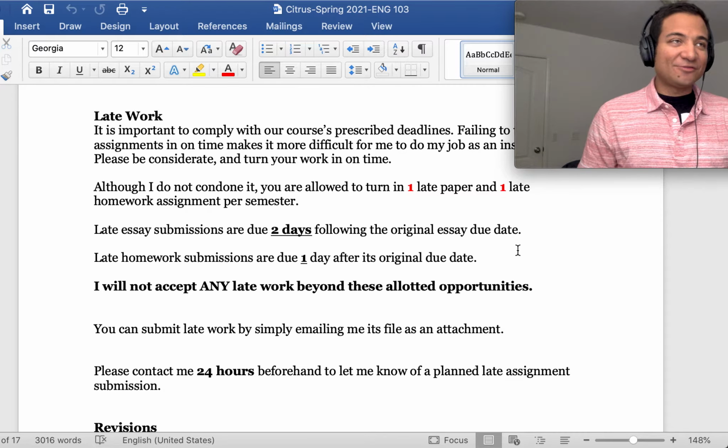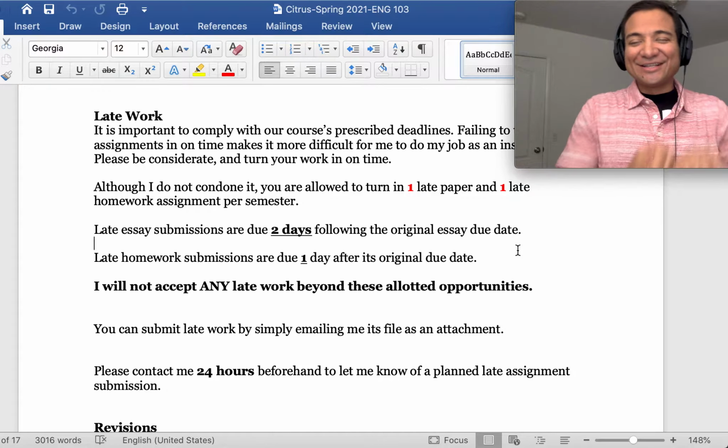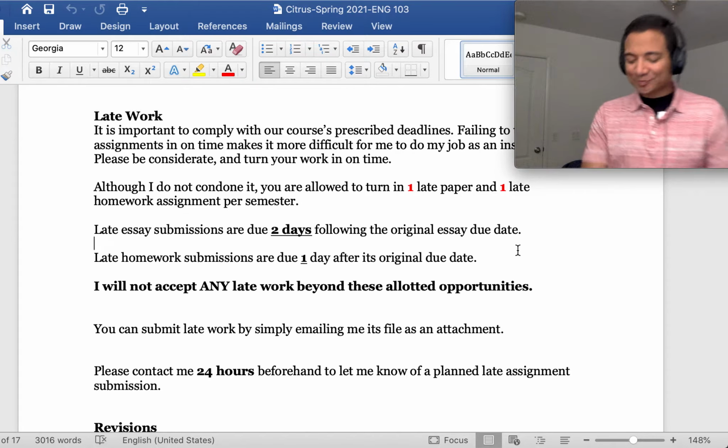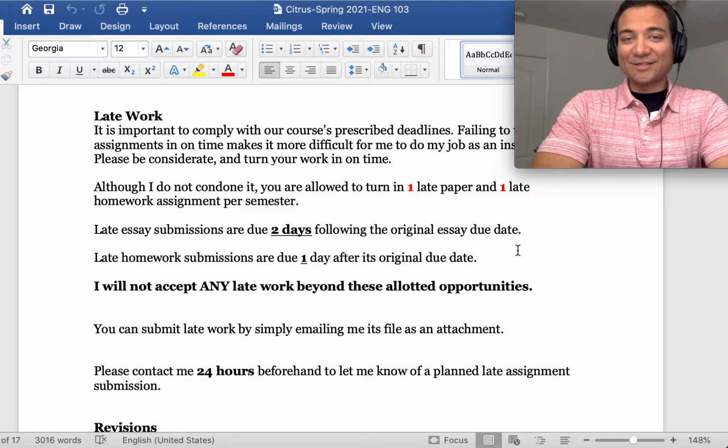We can use it for a worksheet that we might have. We can use it for an outline that might be due. Okay, here's the things that you cannot use your late homework pass on.